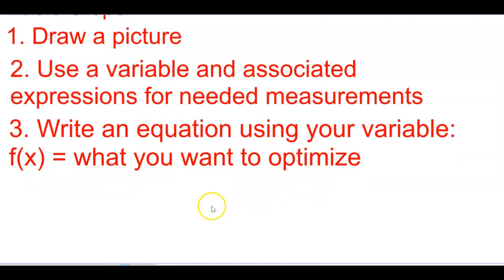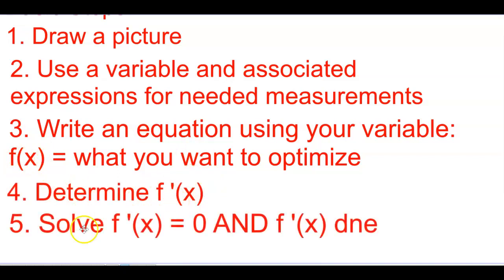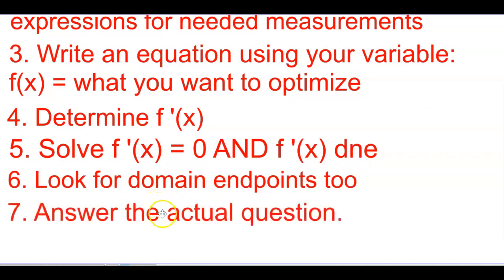To optimize, we have to find the derivative of that equation, set it equal to 0, or figure out when it does not exist. We're going to look for domain and endpoints as well, like we saw in the last example, and then check your actual answer. So I'm going to shrink this really quick.